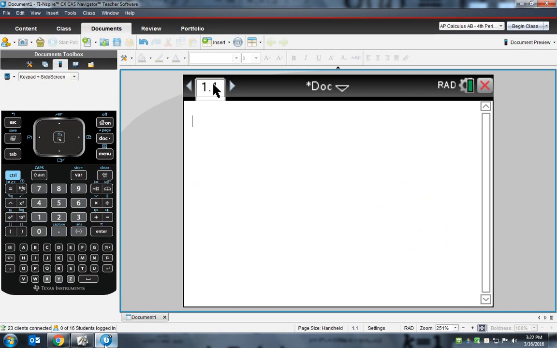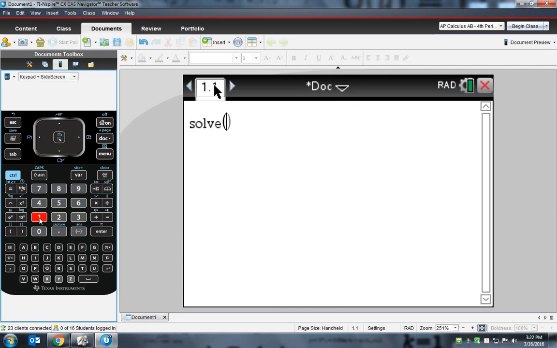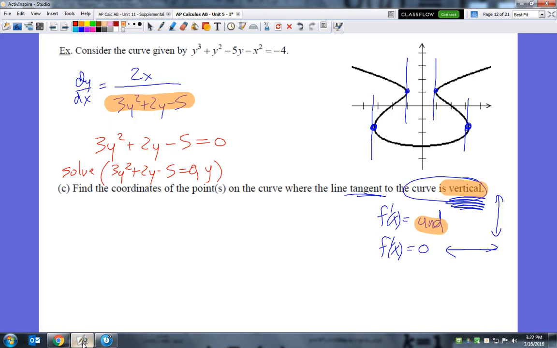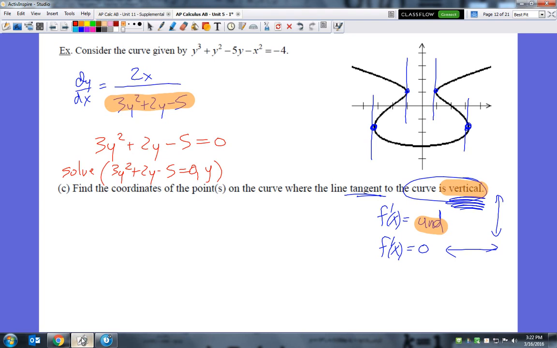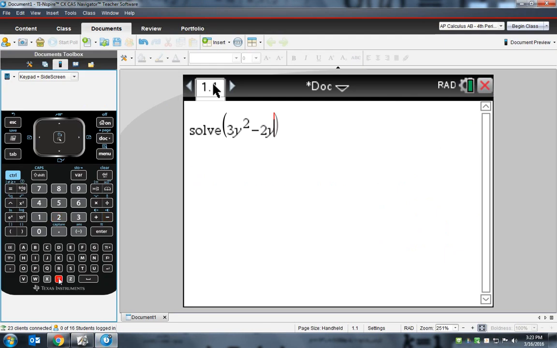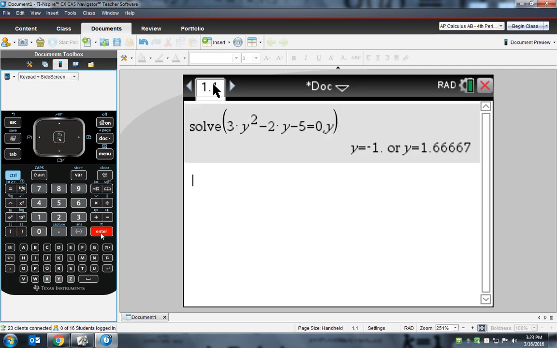Let me go ahead and show you that. So menu 3(1), it's going to be y cubed plus, let me make sure that I'm doing this right, 3y squared, what am I doing y cubed for? So let me go back, 3y squared plus 2y minus 5. So 3y squared minus 2y minus 5 set equal to 0. We do comma y, and then we go ahead and control answer.